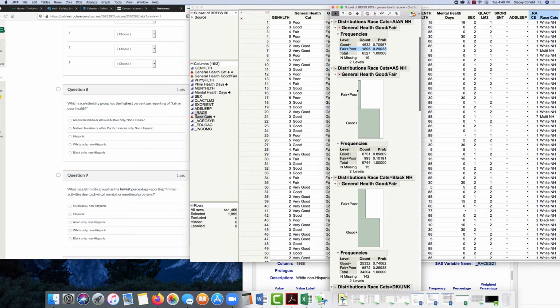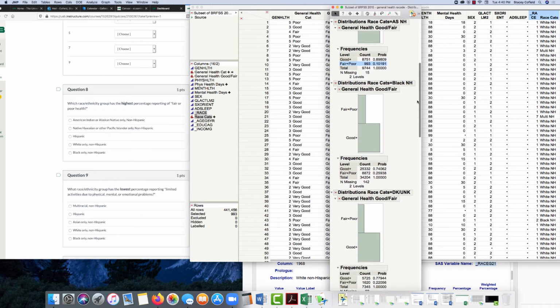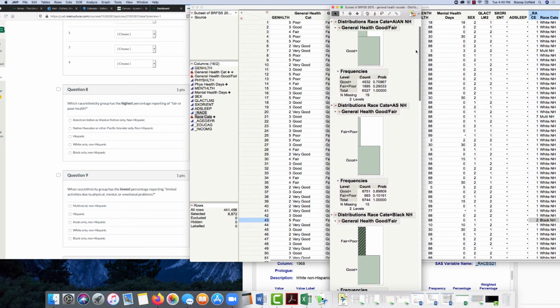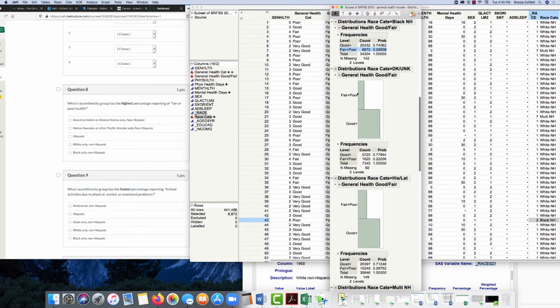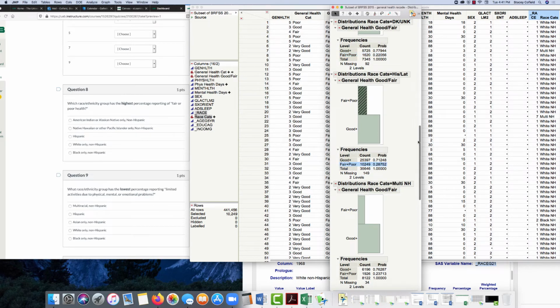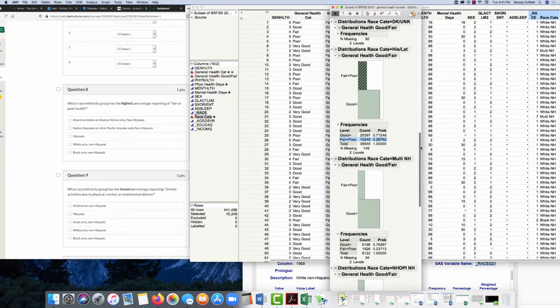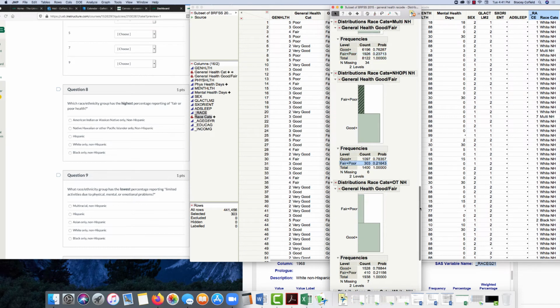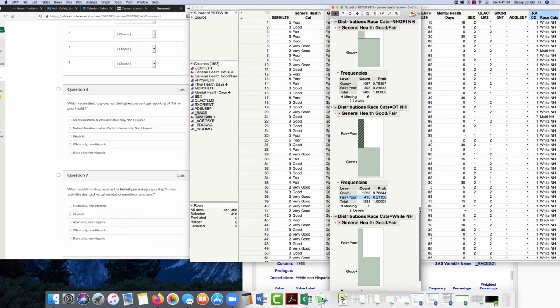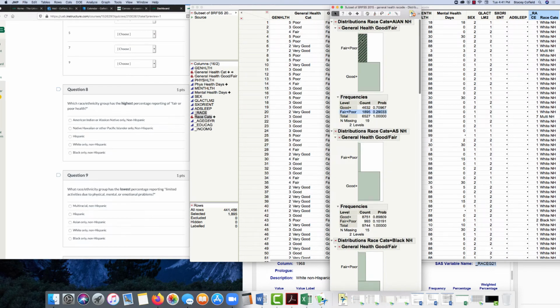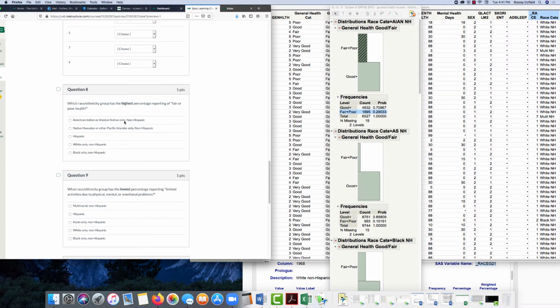My Asian, fair or poor health is 10, so it's not the highest. Black, non-Hispanic, it's 25.9, so it's close, but still doesn't beat 29%. Fair, poor, 22 for the don't knows. For Hispanic, Latino, 28, it's close, but AIAN, remember, was 29. Got 23% here, 21% here, 21% here, and finally, our final category, the white non-Hispanics, are 16. So nothing beat the American Indian Alaska Native non-Hispanic with the highest percentage of fair poor. So here you go. That's how you find it.